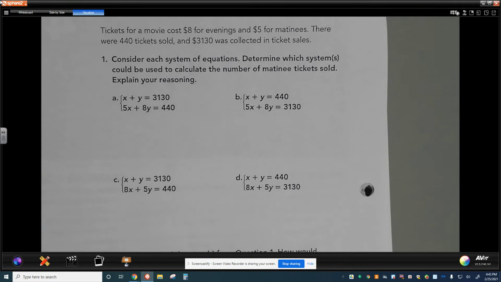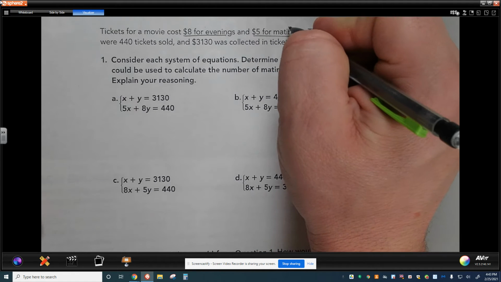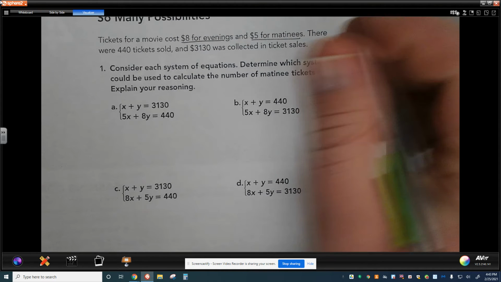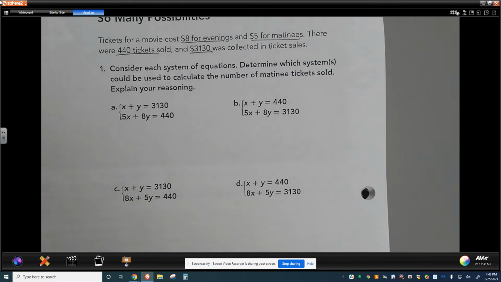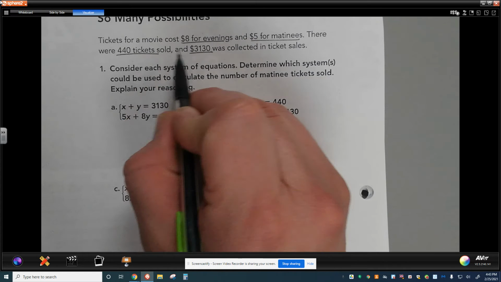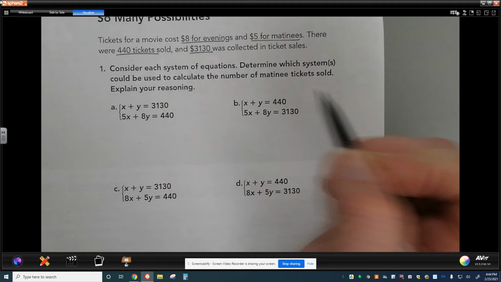The first thing that I notice is that I don't know what X and Y represent. I don't know exactly what they represent, but I know what they should represent. I know how much it costs to go to the evening show. I know how much it costs to go to the matinee. The matinee is an afternoon showing, which means before it gets dark outside, and it's a cheaper showing. I know that there were 440 tickets sold and $3,130 collected. So if I add the two types of tickets together, I should get 440. If I add the money that's charged for each ticket, I should get $3,130.